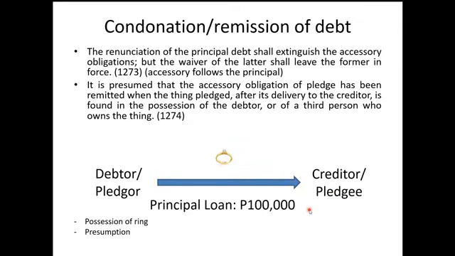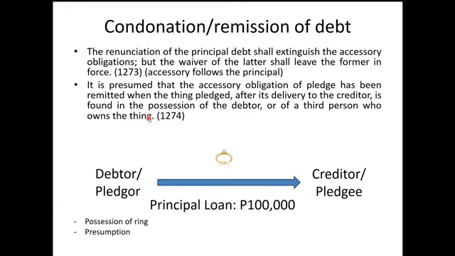Okay, next. Sabi ng 1273, the renunciation of the principal debt shall extinguish the accessory obligations, but the waiver of the latter shall leave the former in force. Just follow the doctrine of accessory follows the principal. Example lang. Halimbawa, yung debtor, liable kay creditor ng 1 million. Okay, to secure the loan, nag-execute ang debtor ng real estate mortgage.